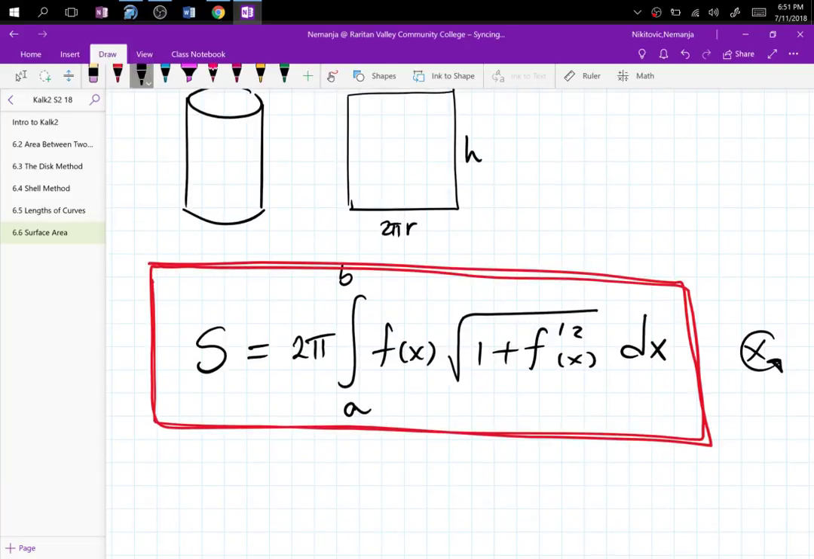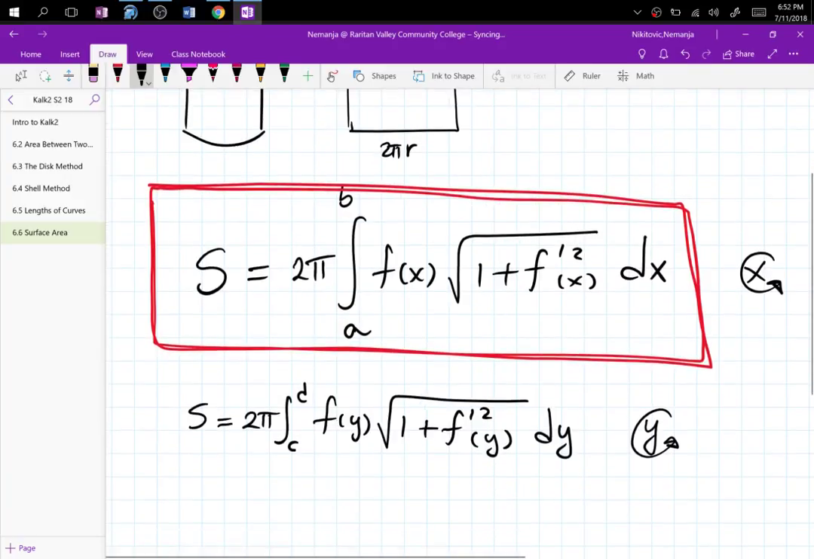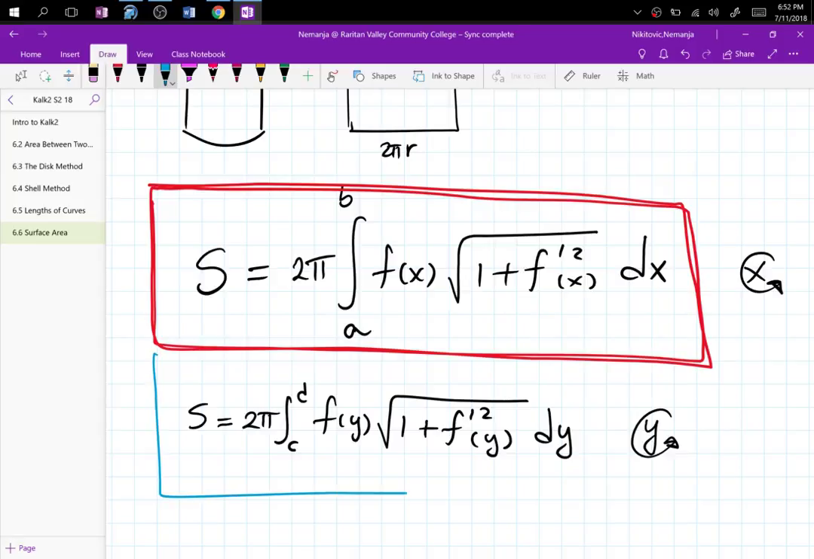We are also going to write one for the dy, for the y rotation. So 2 pi integral from c to d of f of y times the square root of 1 plus f prime squared of y dy, and that's the y rotation. Put that one here in blue, and we have our equations that calculate the area.